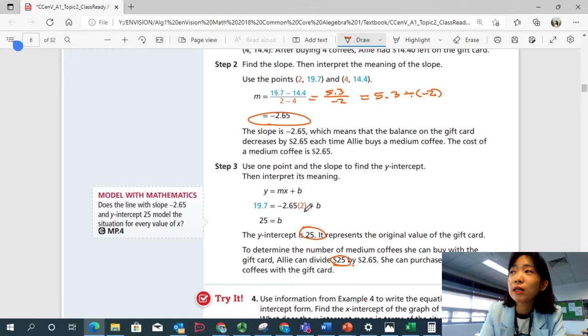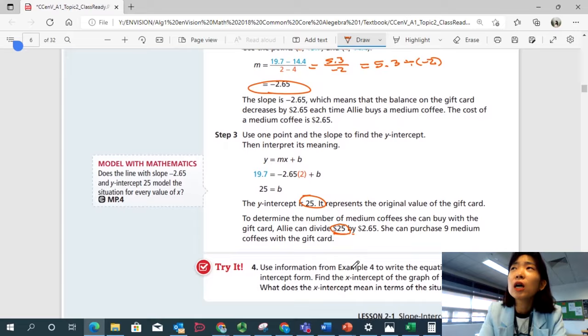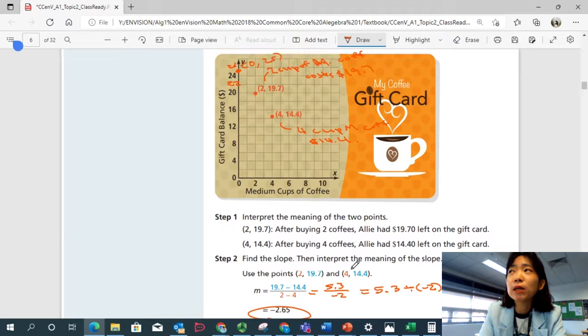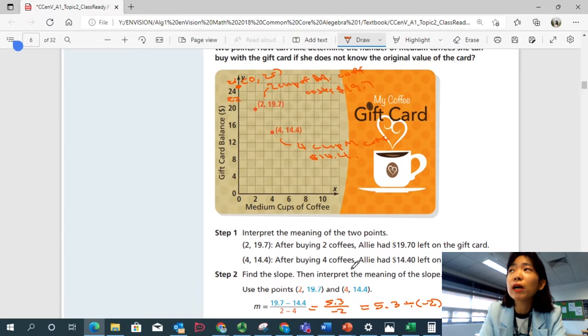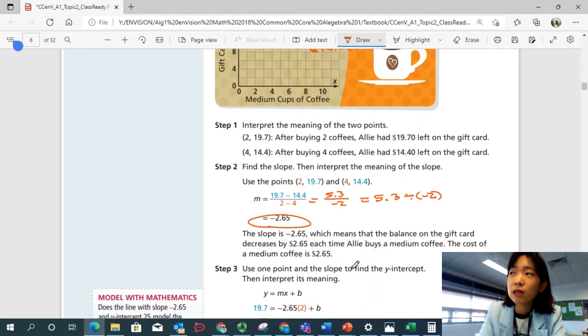2.65 times 9 is exactly 25, and that's how much you could buy with the gift card. Okay, so using the x-intercept and the y-intercept and the slope and your equation of the line, you can figure out all this information in real life.